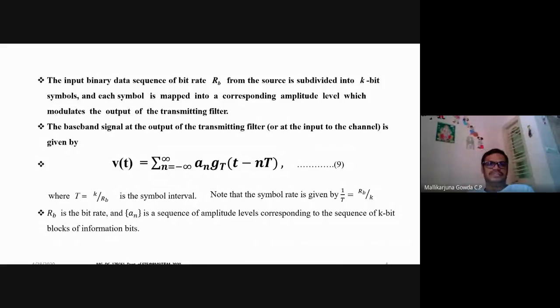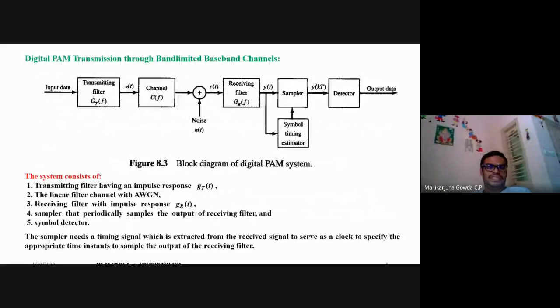So what I said is the input binary data sequence with a bit rate of RB bits per second from the source is subdivided into k-bit symbols, and each symbol is mapped into the corresponding amplitude level, which will be modulated by the transmitting filter. So I can write the baseband signal at the output of the transmitting filter, that is at the input of the channel. See, in the previous case, this is the block diagram, right?